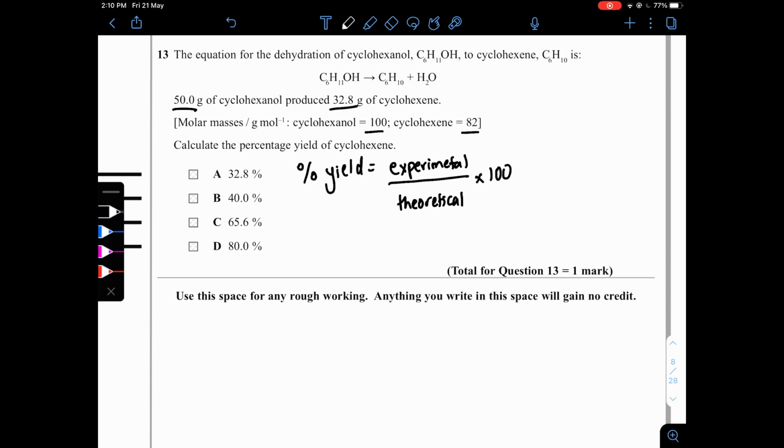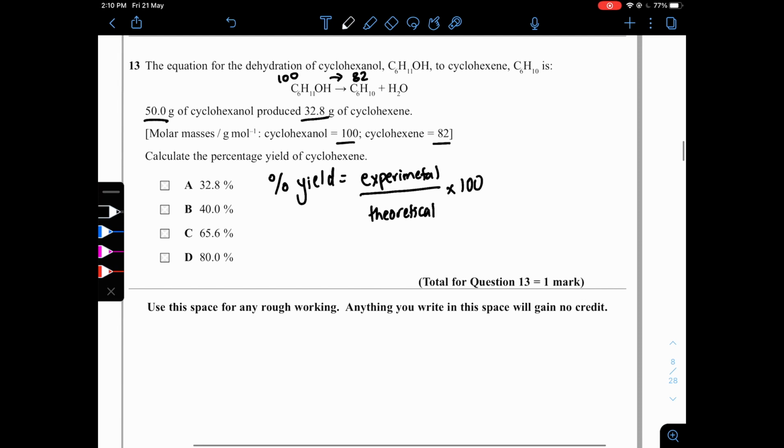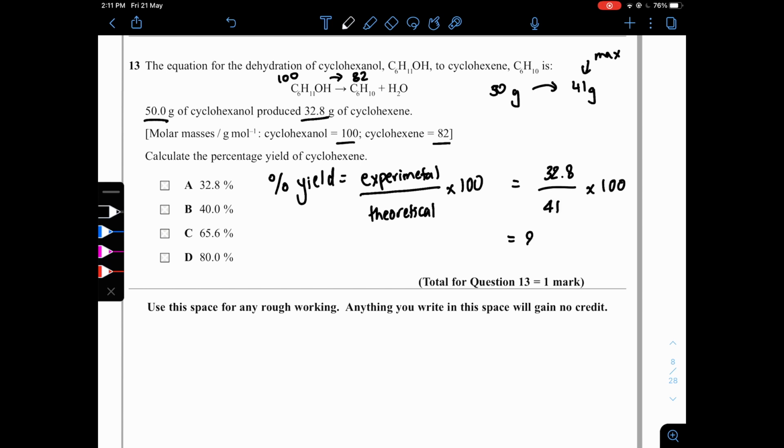So now we need to look at what's going on here. The molar mass of cyclohexanol is 100, so 100 produces 82 of cyclohexene, but we're only using 50 grams. So we have to divide our molar masses by 2. If 50 grams is being used, we're going to get half of 82, which is 41. That's the maximum, the theoretical maximum value we should get. Our experimental value is 32.8 divided by our maximum value of 41, times 100, and we get 80%. So our answer is D.